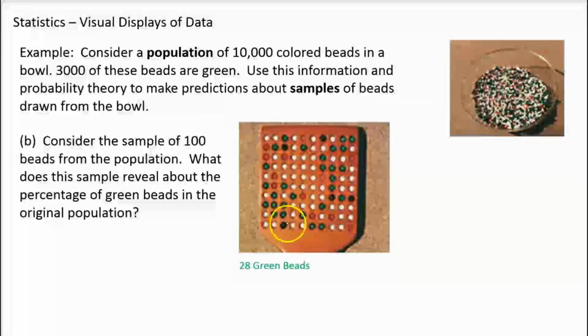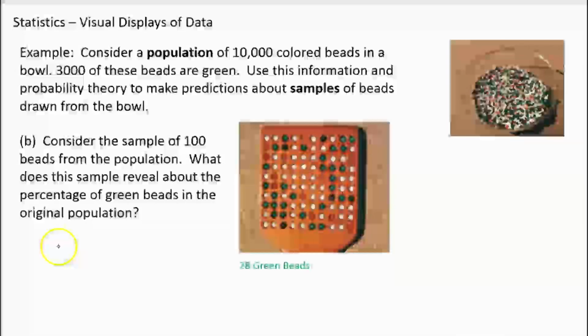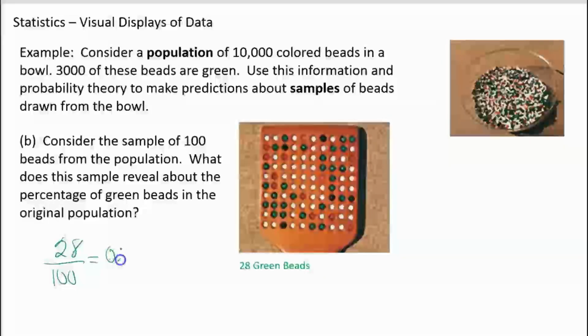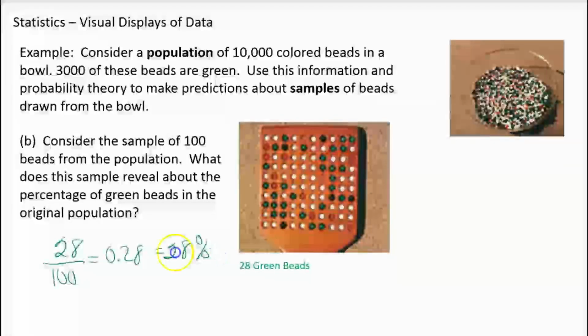Again, some of these, like this bottom row, what I'm circling right here, if you can tell, the third one on the bottom is blue. This one right here is blue, so it's really hard to discern the green from the blue, but there are 28 green beads, okay? Well, that would be 28 out of 100, which is 0.28, right? If I change that to a percent, that's 28%. Matter of fact, the definition of percent means out of 100. So if you have 28 over 100, you know that's 28%.